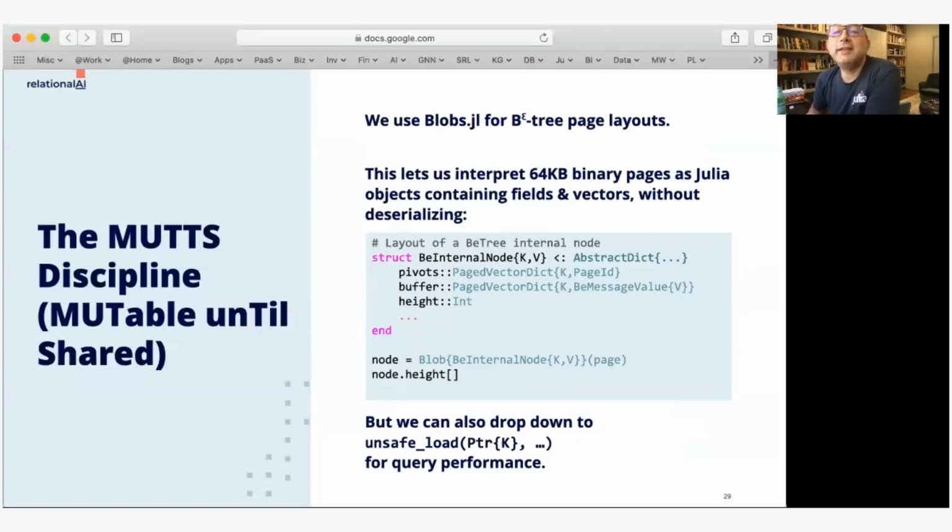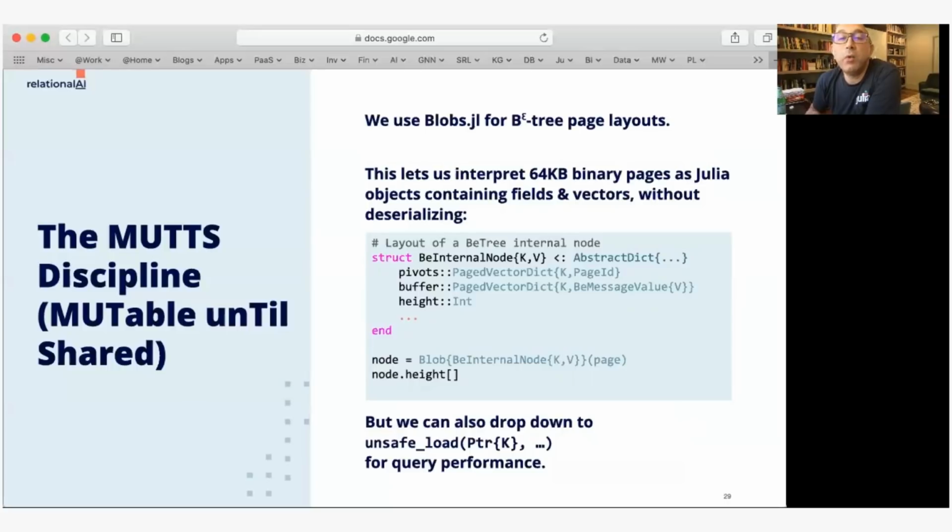Implementing paged data structures in Julia is quite painless. We use, again, the Blobs.jl package for page layouts. This lets us read a binary page from a global or local storage subsystem and interpret the page image as a blob contained in a Julia struct. Inside the struct, we find fields like tree height, number of records, and vectors containing change buffers and child page pointers.